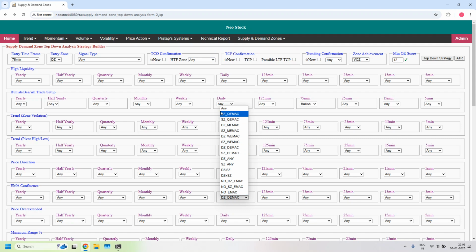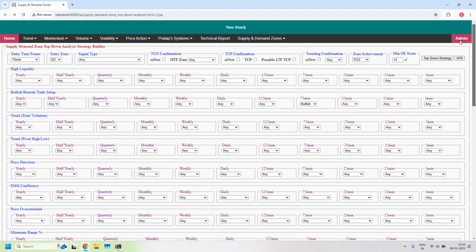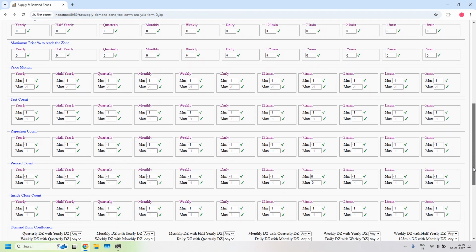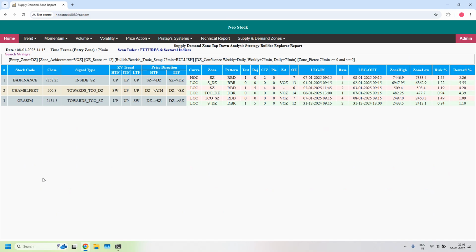I am removing this EMA filter. This is a demand zone confluence: LTF, ITF, HTF demand zone confluence. We should set 3 filters. First filter is already enabled. Next, 75 with weekly demand zone confluence, daily with weekly demand zone confluence. With all the 3 filters, we got 3 stocks.